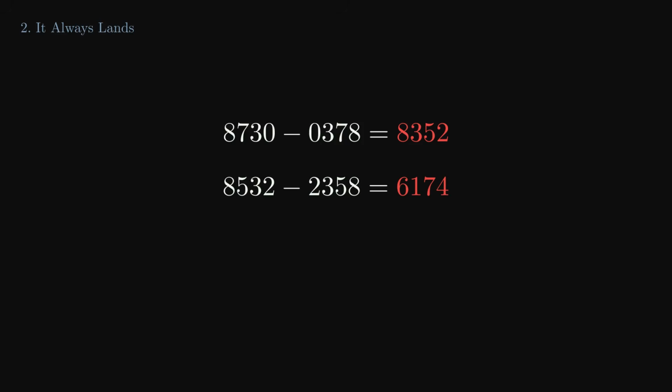6174. Let us watch our example fall the rest of the way. We were at 3087. Sort its digits and subtract, 8730 minus 0378, and you get 8352. Do it once more, 8532 minus 2358, and out comes 6174. 3 rounds, starting from 3524, and we have arrived.